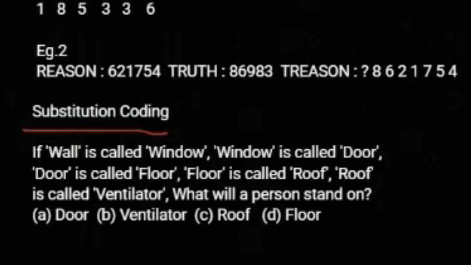Yes, sir. The question is, if wall is called window, window is called door, door is called floor, floor is called roof, roof is called ventilator. What will a person stand on? So where does a person stand? कहाँ वो खड़े रहेगा? दीवार पे या दरवाज़े पे कहाँ खड़े होगा वो?